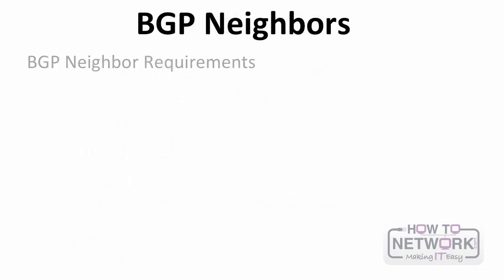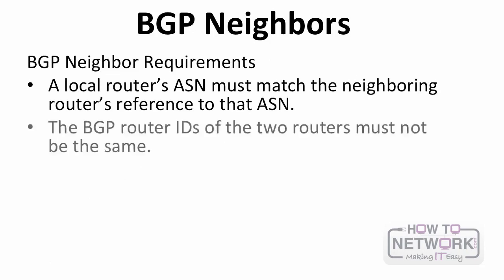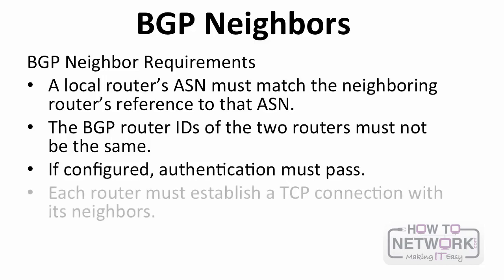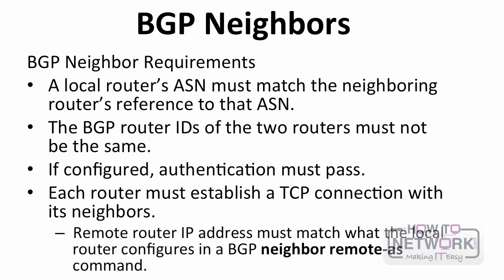So for BGP neighbors, there's certain requirements. Our AS must match our neighbor's AS as they point to us. So when they say I need to communicate with this neighbor, they need to make sure they get the AS right. The BGP router IDs of the two routers must not be the same. If there's configuration, obviously that needs to be configured correctly, and then each router must establish a TCP connection with its neighbors. Note, the remote router IP address must match what the local router configures in a BGP neighbor remote AS command. So instead of talking about this, because that could get confusing, let's actually do it.